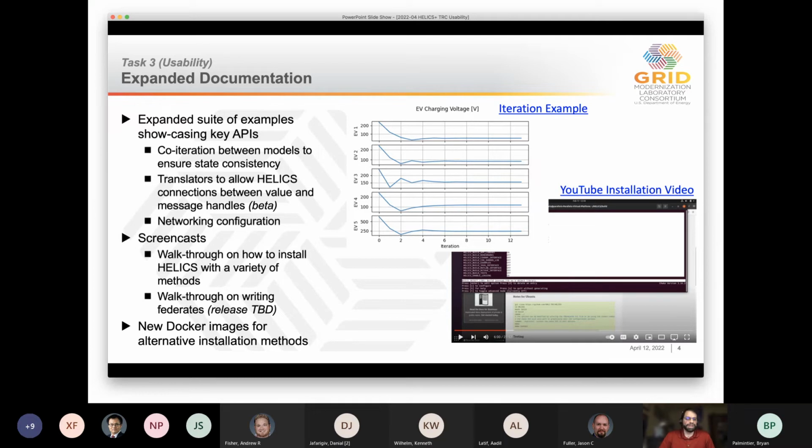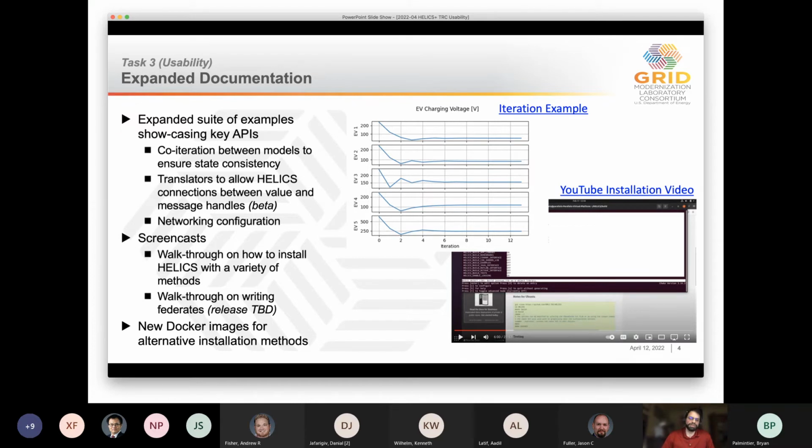Screencasts, I've already mentioned one of those. The installation one is up on YouTube. I've got another one written, yet to be recorded because it relies on translators, but it's showing an example on how to write federates, and I have tried to use all the different input and output methods that we have in Helix in one example, and then again, kind of live streaming how to put that together, how you'd actually go through that.